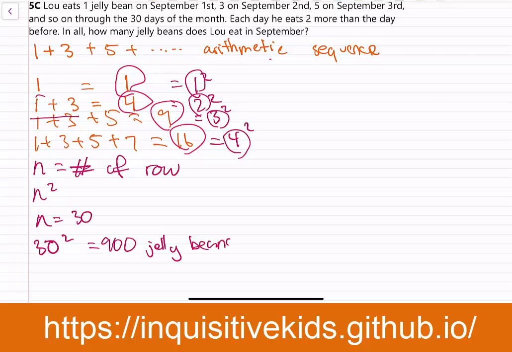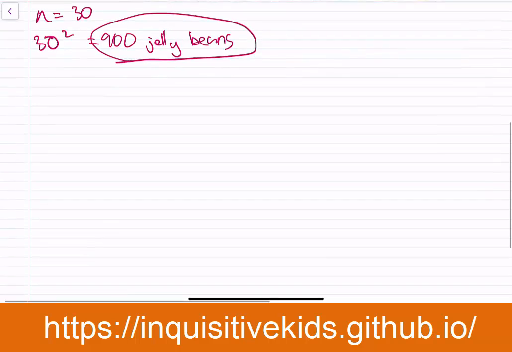jelly beans. So the pattern we just found is special to this particular sequence, which is all of the odd numbers added together starting from 1. But there is also another way, which uses the arithmetic sequence equations. We have 1 plus 3 plus 5 plus ... and we happen to not know what the last term is, what the last number is. So how do we find that?